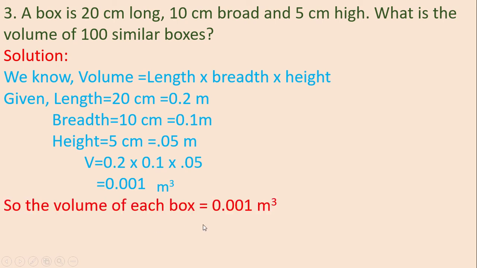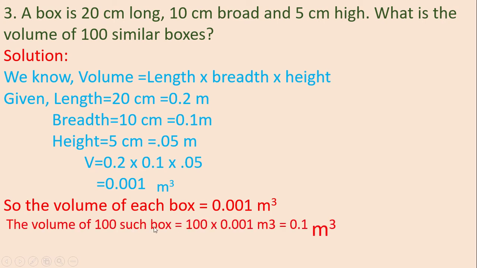So the volume of each box equals 0.001 cubic meter, and the volume of 100 such boxes will be here. Here it will be boxes, that was a mistake. So 100 into 0.001. Each box volume is 0.001, so 100 boxes volume is 100 into this, and that will be 0.1 cubic meter. I think it is clear to you.